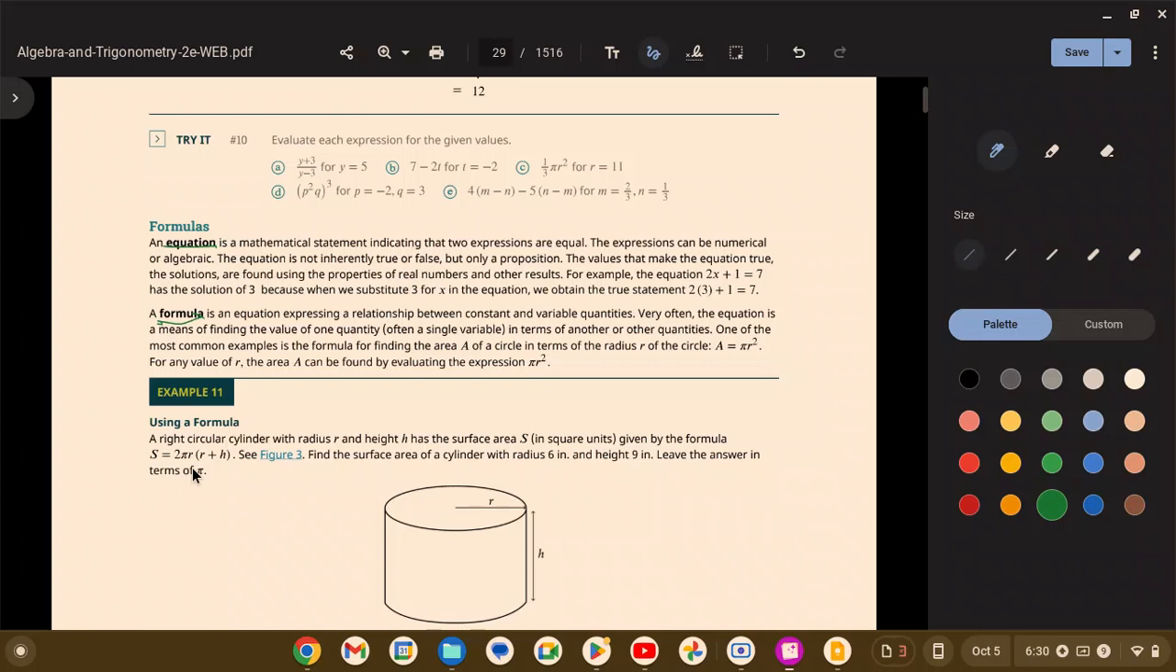A right circular cylinder with a radius r and a height h has the surface area S in square units given by the formula S equals 2 pi r (r plus h). See figure 3. Find the surface area of a cylinder with radius 6 inches and height 9 inches. Leave the answer in terms of pi. Okay, so I'm going to go ahead and do this over here.